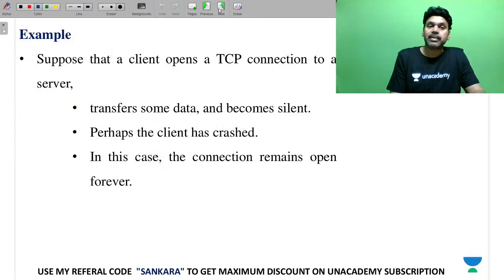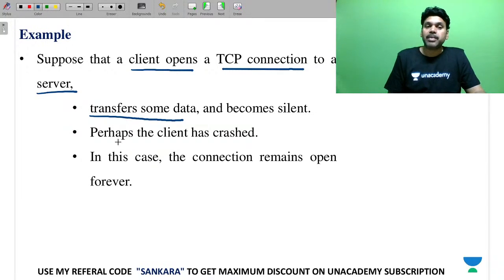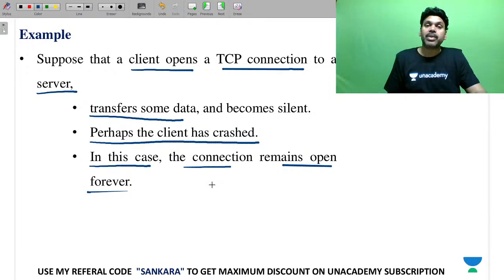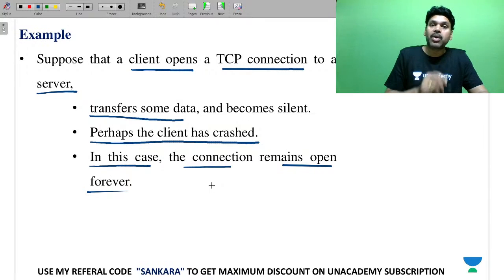For example, a client opens a TCP connection to a server and transfers some data and then is not responding from the next time onwards. Due to many reasons, it may have crashed, or it may be busy with some other activity. Therefore, in this case the connection remains open forever. This is very, very important. Because somebody is not responding, my established connection is still alive. Therefore, we want to close this.